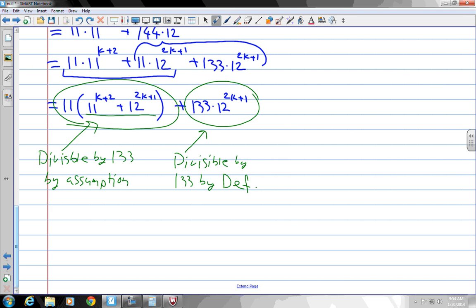Yeah, that's one of our properties. We've proven that before. Therefore, 133 divides all of that: 11 to the k plus 3 plus 12 to the 2k plus 3. So QED? It's a little tricky. You had to mess with the numbers there at the end.